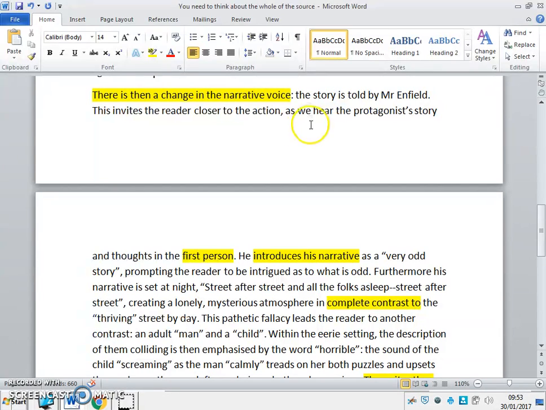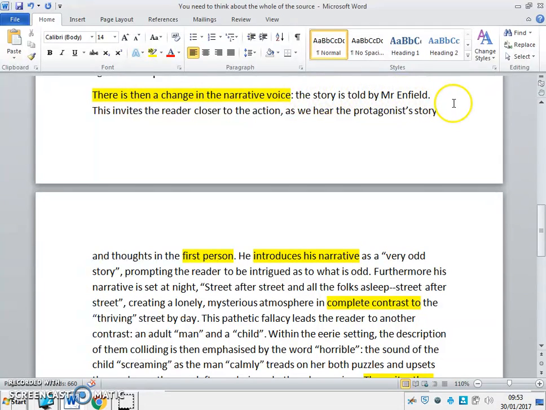And there's always one reason for this. It always invites the reader closer to the action. It always kind of lets you hear from within the character, which makes things more dramatic. So whenever you see that, talk about it bringing the reader closer to the action, more dramatic, you can get their thoughts and feelings. So there is then a change in the narrative voice.